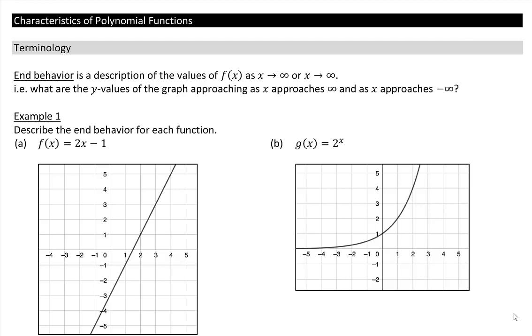So next we're going to look at characteristics of polynomial functions. Again, we're going to start with some terminology. Recall that end behavior is a description of the values of f of x as x goes to negative infinity and as x goes to infinity. So what we're asking is, what are the y values of the graph approaching as x approaches infinity and as x approaches negative infinity?